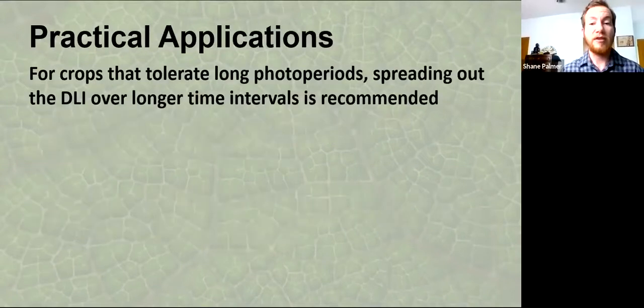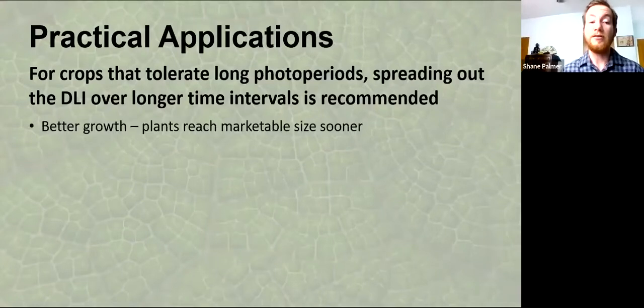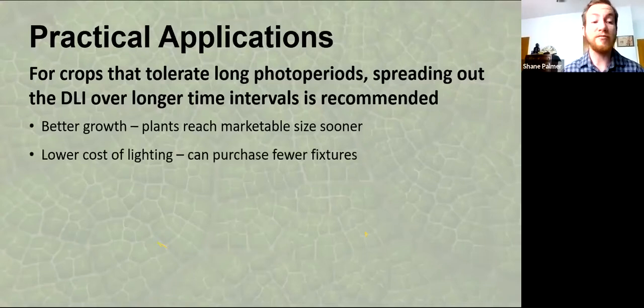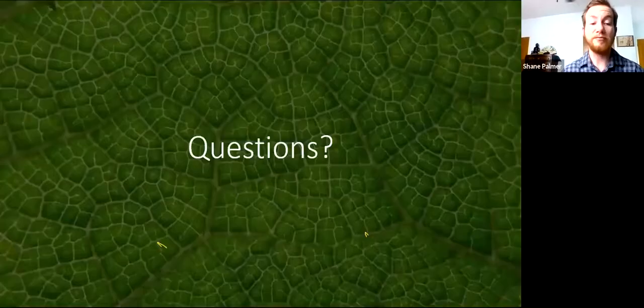So the practical applications for these results are for crops that can tolerate those long photoperiods. If you spread out the DLI over these longer time intervals, you can get better growth, and plants may reach a marketable size sooner, and you can lower your cost of lighting by purchasing fewer fixtures. So that's my first experiment.